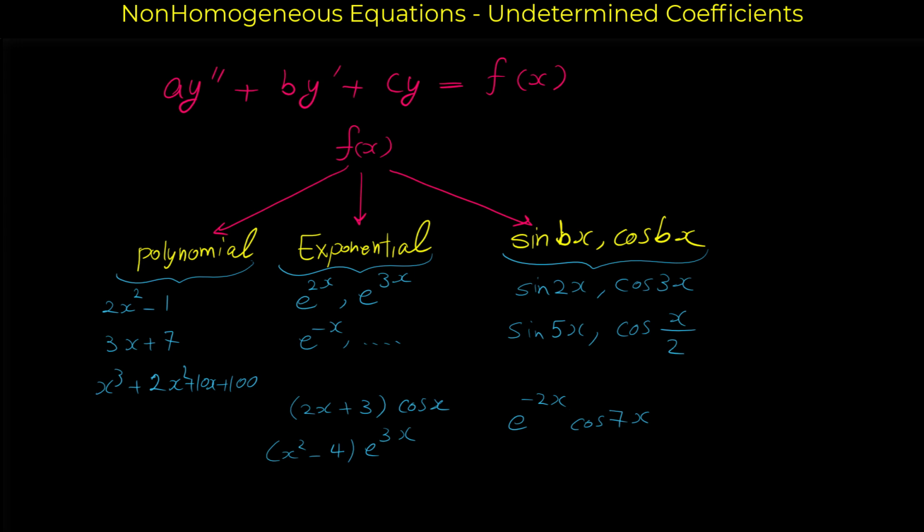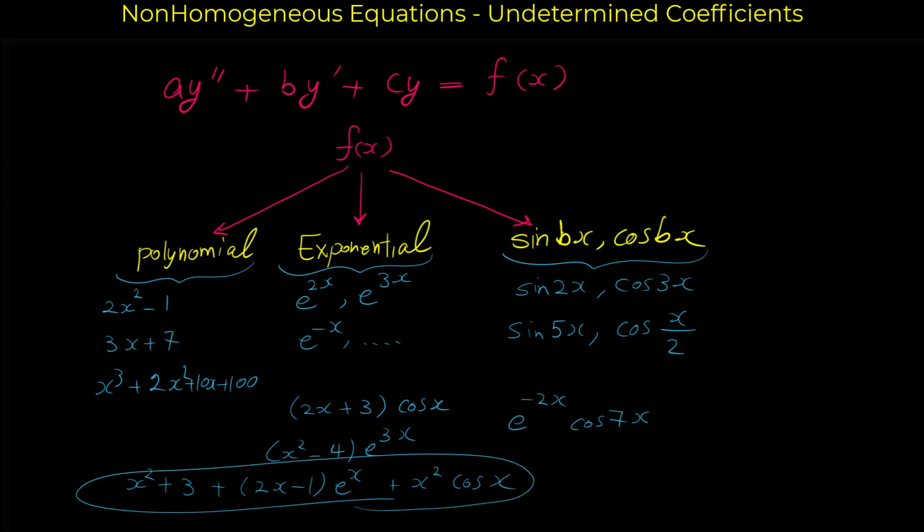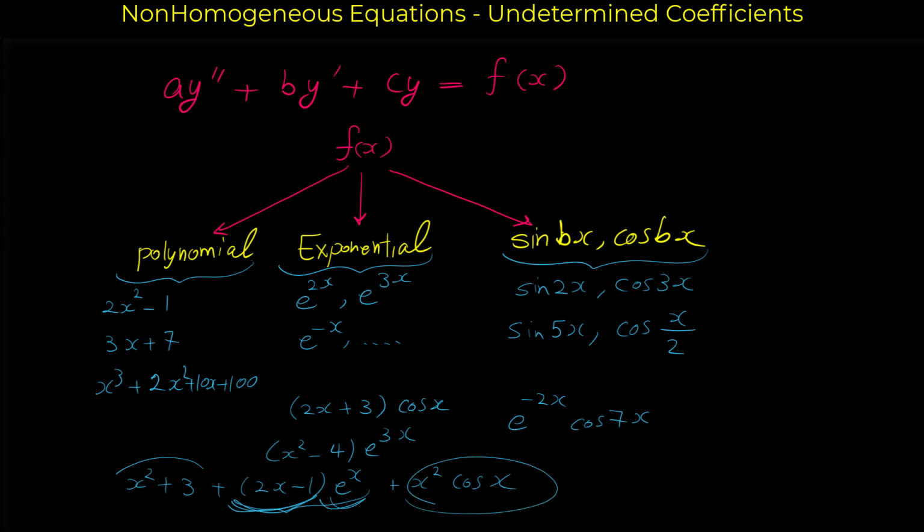Or we can have more complicated functions. Something like x squared plus 3 plus 2x minus 1 times e to the x plus x squared cosine x. F of x can be this function. Note that here we have a polynomial, this part is a combination of a polynomial and exponential, and this part is a combination of polynomial and cosine. So these are examples of what f of x can be. And only for these types of functions we can use this method.